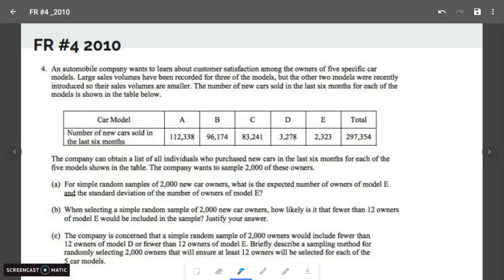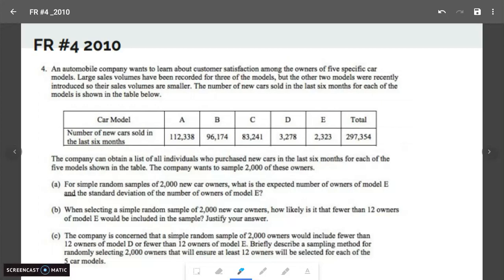Hey guys, in this video we're going to look at free response question number 4 from the 2010 AP exam. In this question we're looking at an automobile company that's trying to learn more about their customer satisfaction. They collect data over 6 months and break it down by the model of cars, so we have 5 different models given in total.